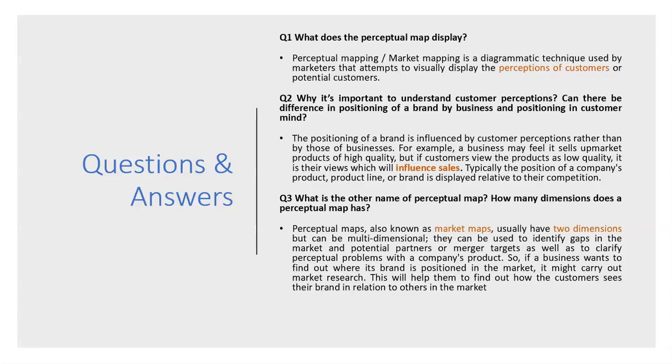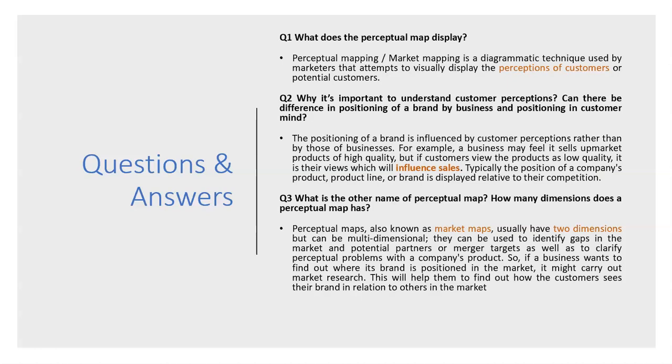So what does the perceptual map display? It displays perceptions of customers. And why is it important to understand customer perceptions? Well, it is the views of customers that matter and it influences sales. So it may happen that a company thinks of a brand in one way, whereas the customer thinks of it in another way. A company might think of their products as high quality, but if customers view the product as low quality, it is their views which will influence sales.